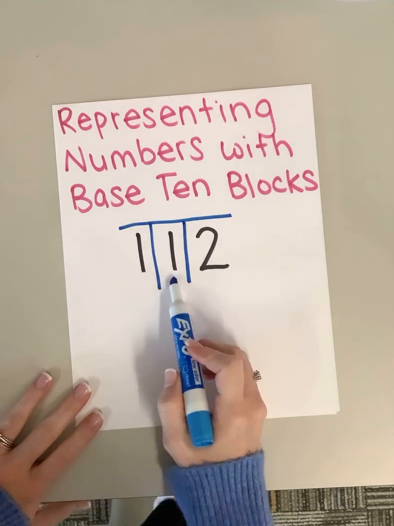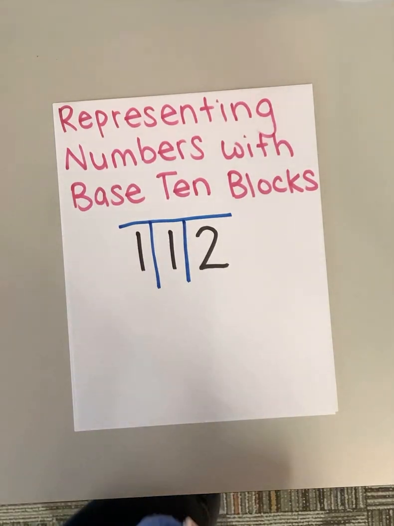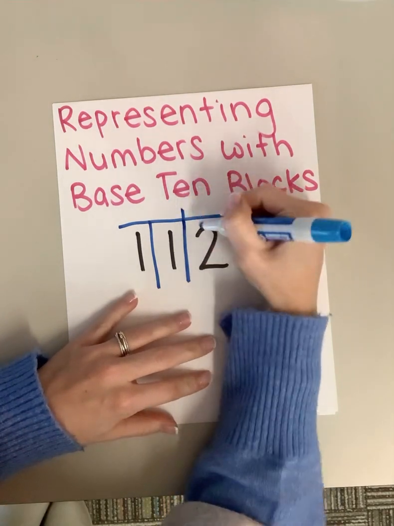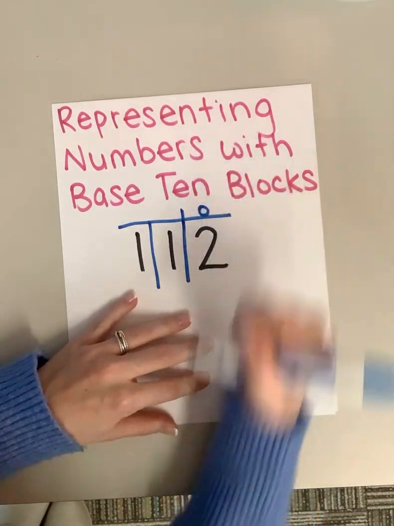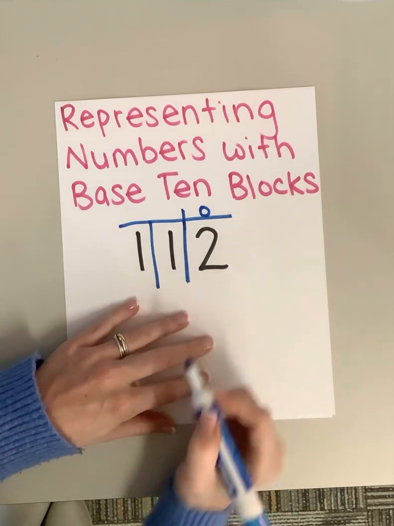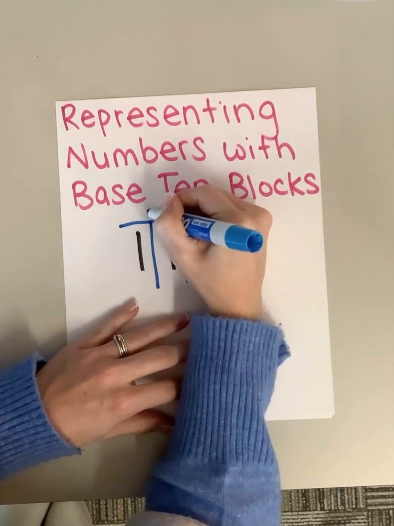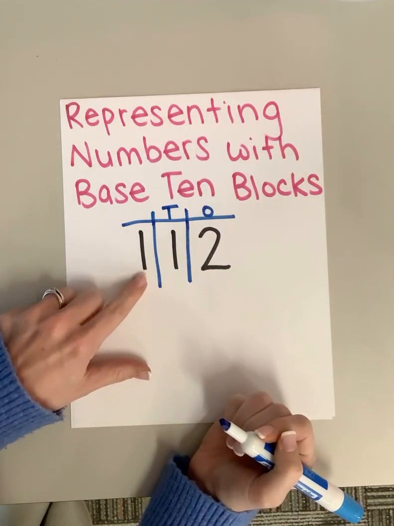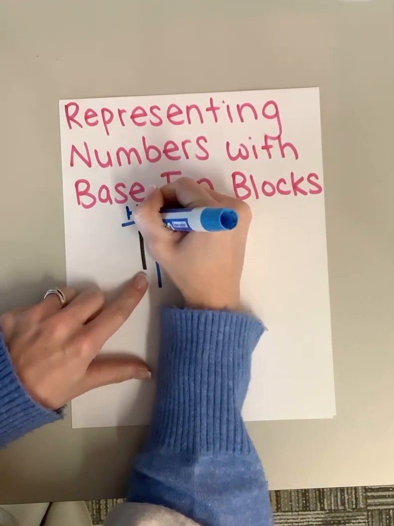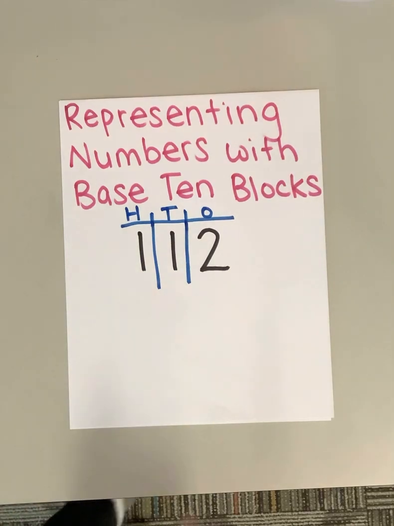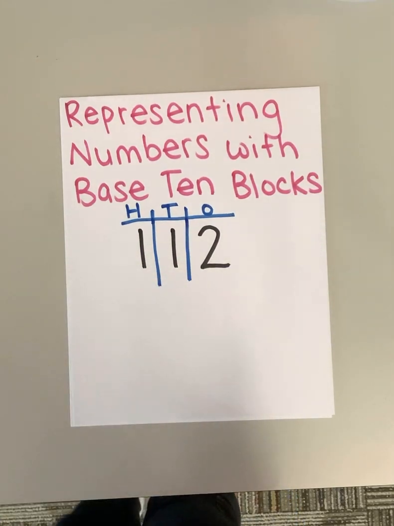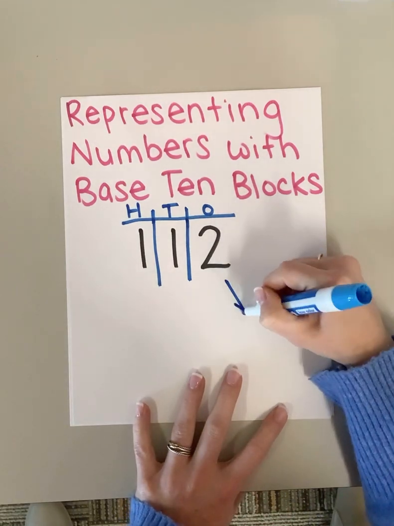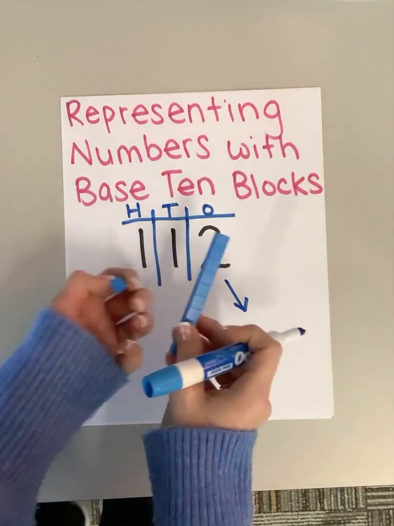I can see I have 1, 2, 3 digits in my number. I know that this 2 over here is in my ones place because it's the smallest. The 1 is my tens place, and this 1 over here is my hundreds place. Ones, tens, hundreds. When we use base 10 blocks, we use manipulatives like these.